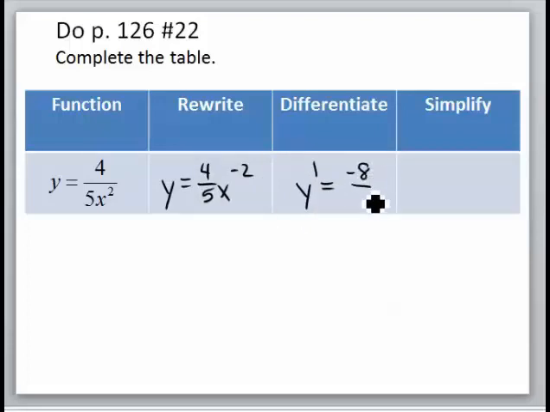So you get negative 8 over 5, lower it by 1, x to the negative 3rd. And so we could rewrite this as negative 8 over 5x to the third.